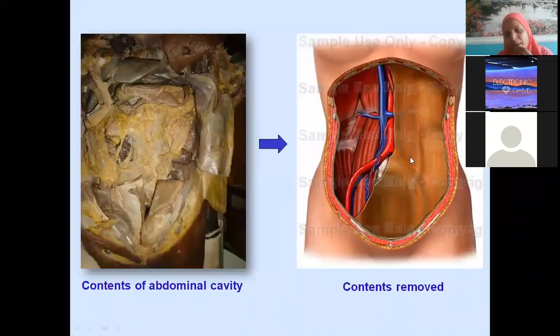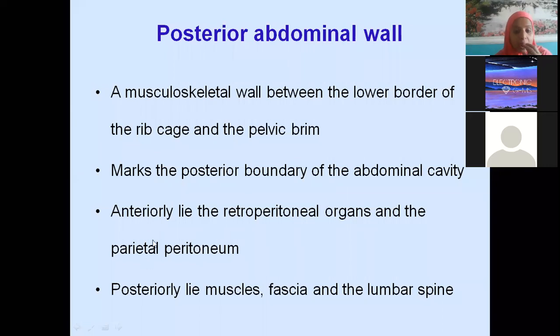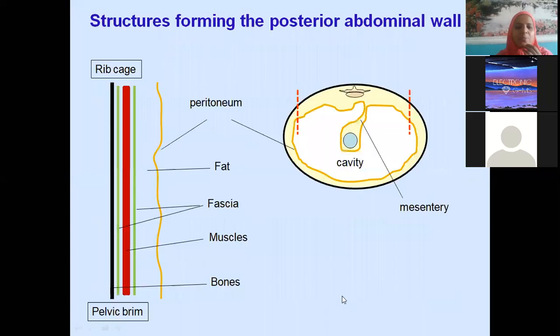Peritoneum we find here is parietal peritoneum, and behind the parietal peritoneum, can you see the shadow of the kidney here? Can you see the ureter here? Okay, that means kidney and ureter. That means what? This is parietal peritoneum, and behind the parietal peritoneum, whatever organs are there, they are retroperitoneal. Okay, that means anterior to the posterior abdominal wall, we have retroperitoneal organs behind parietal peritoneum. Okay, so this posterior abdominal wall, we have to check these contents: muscles, fascia, and lumbar spine.